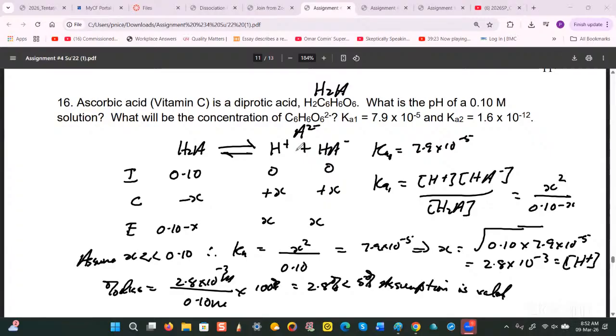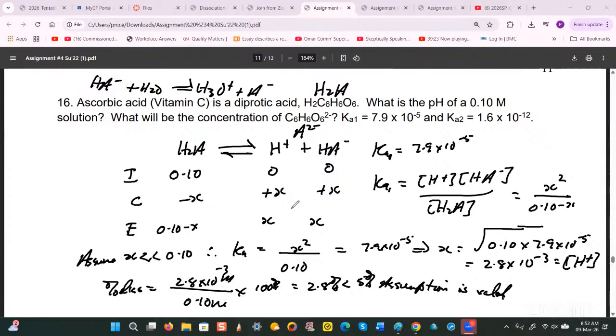Because remember, there's another dissociation that can potentially take place, where the HA minus reacts with water, right? To form H3O plus and A2 minus. That's a second dissociation. But because this first dissociation gives a concentration of H plus which is very small, the second dissociation will give a concentration of H plus which will be even smaller, right? Because, and I'm not quite sure I mentioned this in the video, whenever you have the potential of more than one dissociation taking place, the subsequent dissociation would be smaller compared to the previous dissociation.